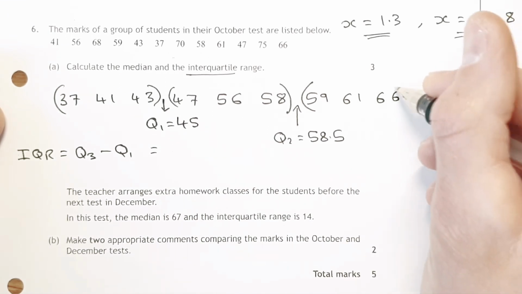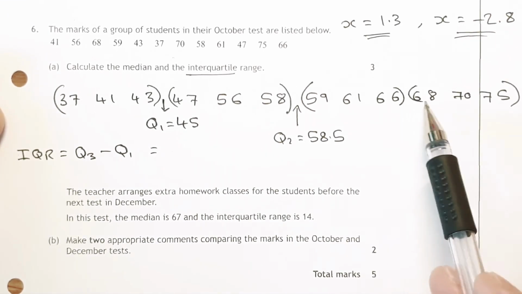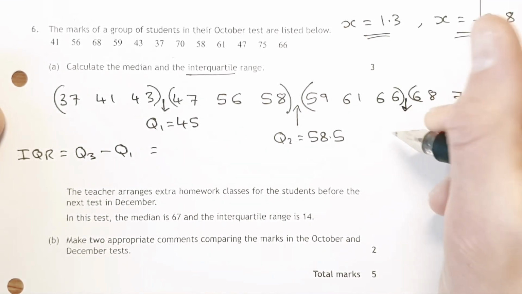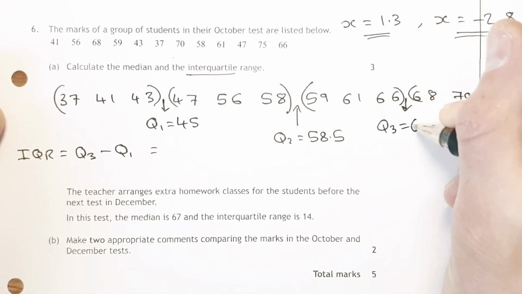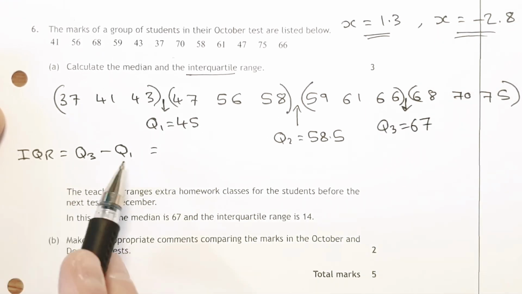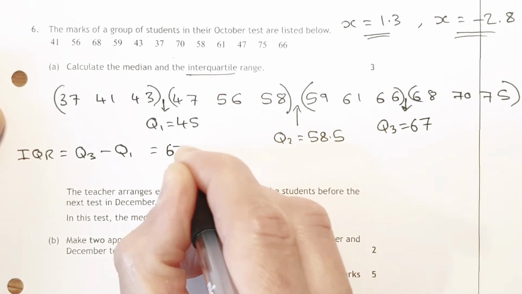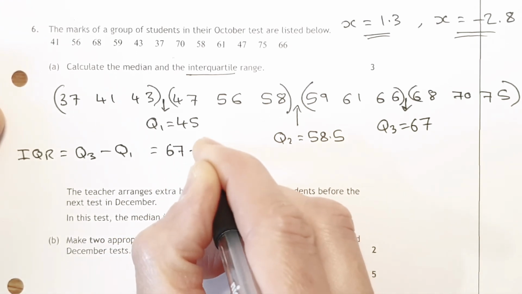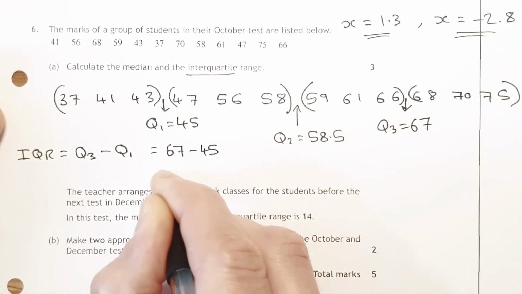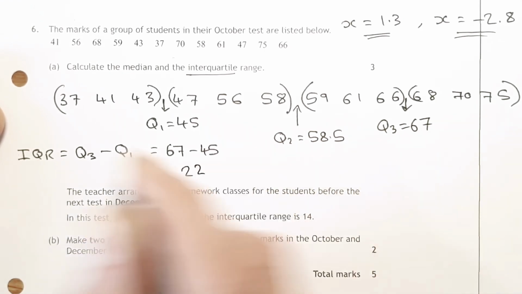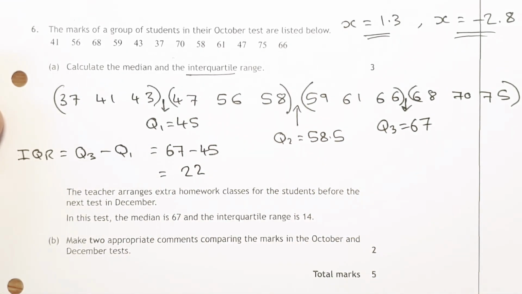Splitting the top half of the data in 2, it's a bit more obvious, between 66 and 68, it's going to be 67, and that's your upper quartile. So Q3 take away Q1 is going to be 67 subtract 45, and that makes 22. As I said, if it was a semi-interquartile range you're looking for, you'd have to halve your answer, but it doesn't say that here. So our interquartile range is 22.